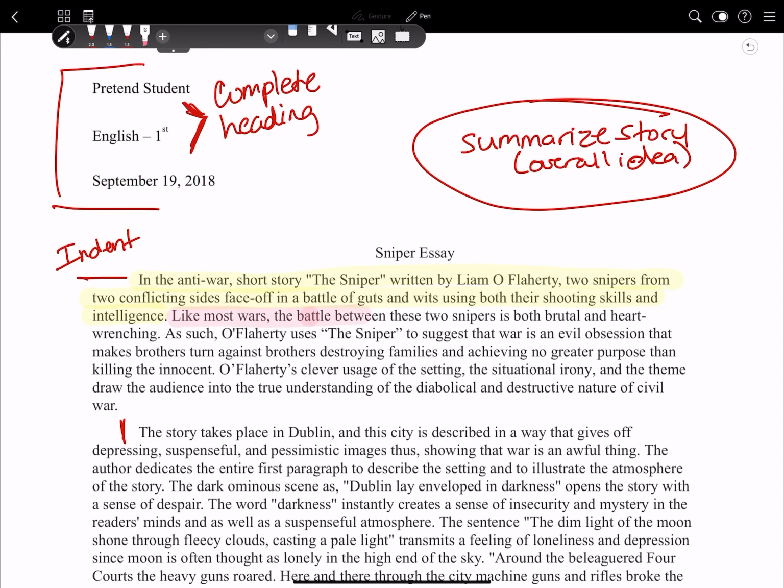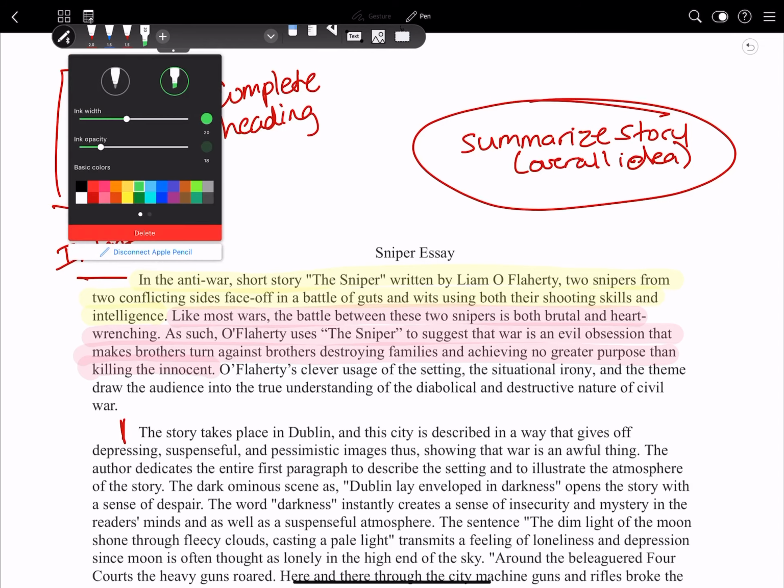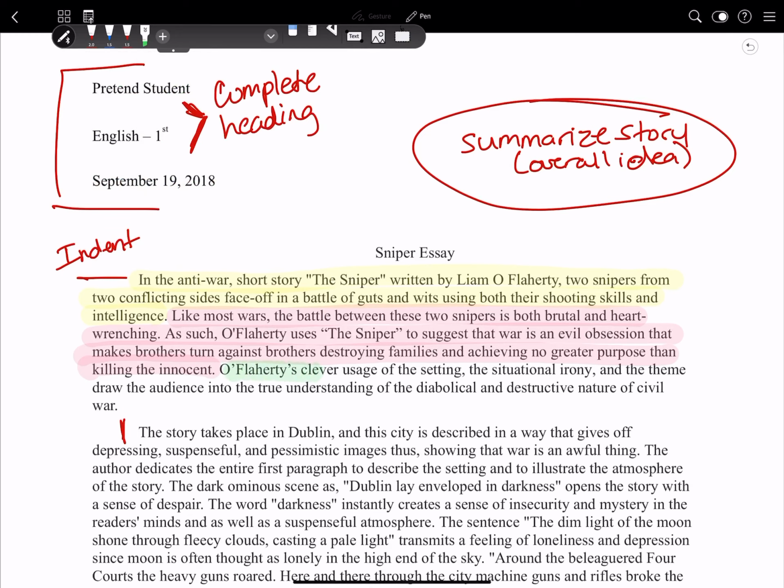Like most wars, the battle between these two snipers is both brutal and heart-wrenching. As such, O'Flaherty uses the sniper to suggest that war is an evil obsession that makes brothers turn against brothers, destroying families and achieving no greater purpose than killing the innocent. Finally, she has that thesis statement, right? O'Flaherty's clever usage of setting, the situational irony, and the theme draw the audience into the true understanding of the diabolical and destructive nature of civil war. So her paragraph is set up into 3 parts, right?